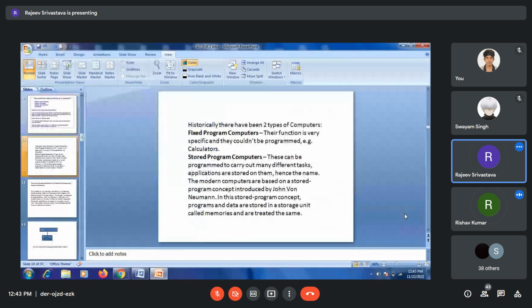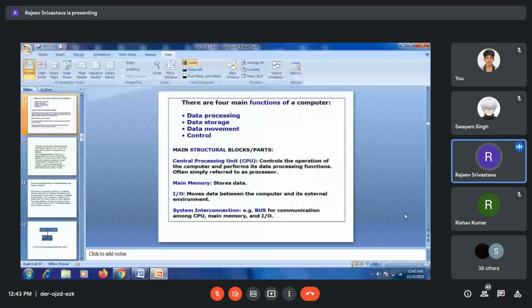Central processing unit controls the operation of the computer and performs its data processing function, often simply referred to as the processor.